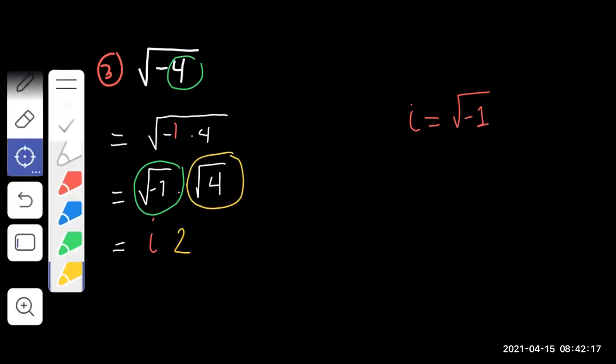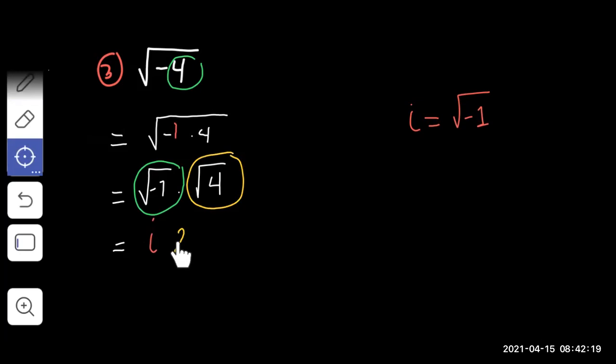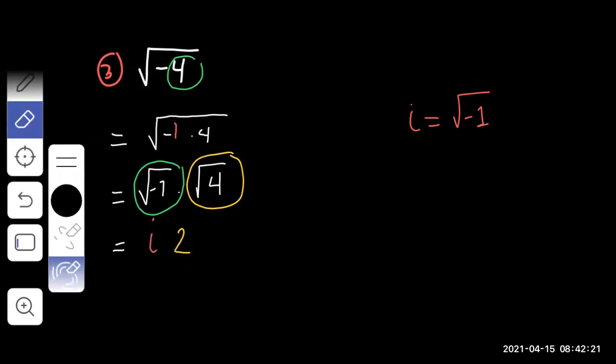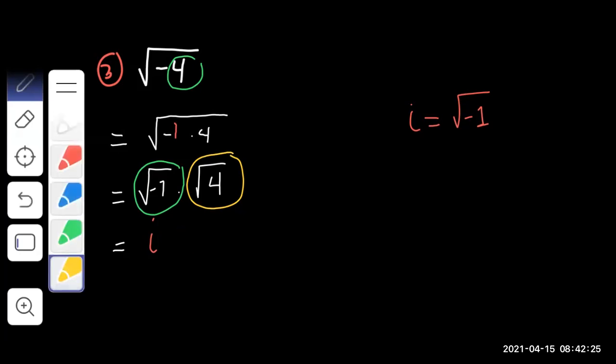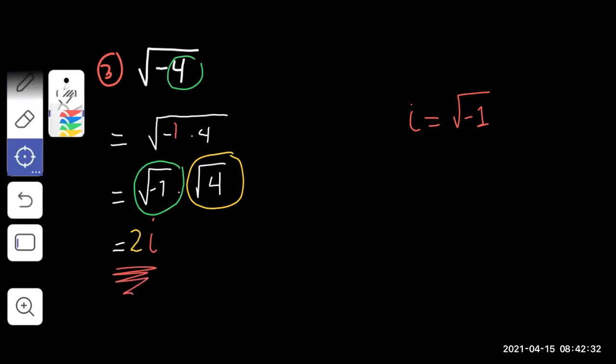But this is weird, because i2. Instead of putting i2, we put the number first. It's the same, by the commutative property: 2i. And this is the answer. The square root of negative 4 is 2i. Again, the idea is to separate the square root of negative 1, and you substitute the square root of negative 1 with i.